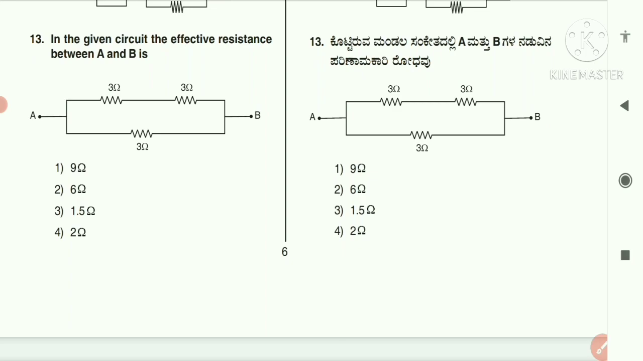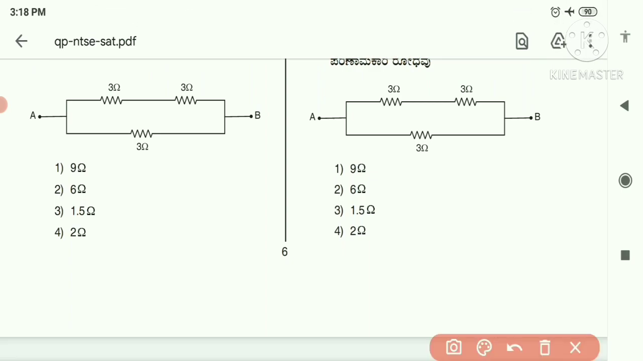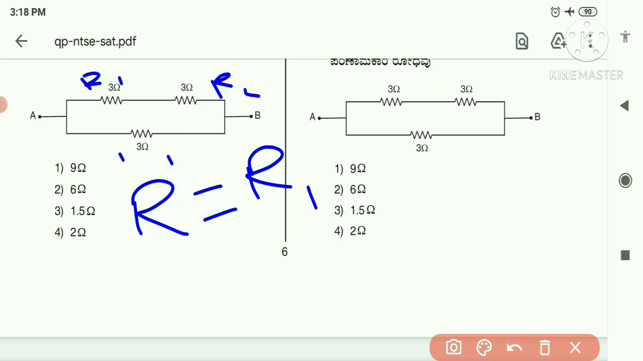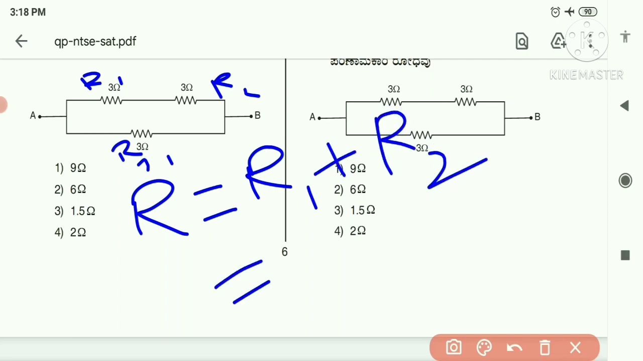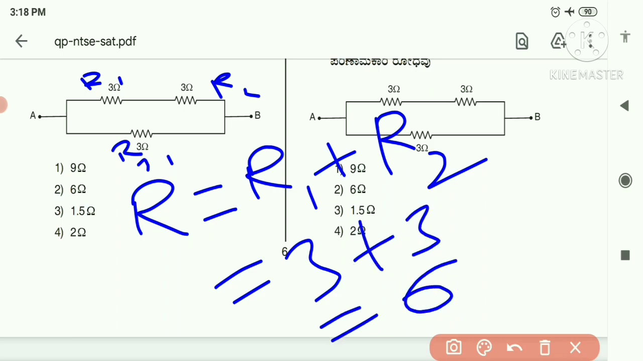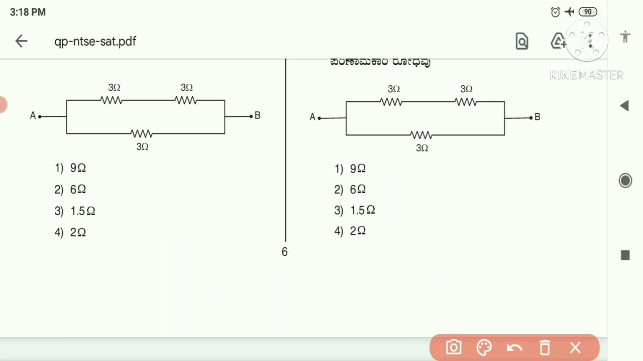Okay, so here it is. Both are in series connection. That is why you can write R dash is equal to R1 plus R2. Consider this one R1, this one R2 and this one R3. Put the value 3 plus 3, so 6 ohm. R dash now becomes 6 ohm. Now let's go to the second one. R double dash is single, 3 ohm.